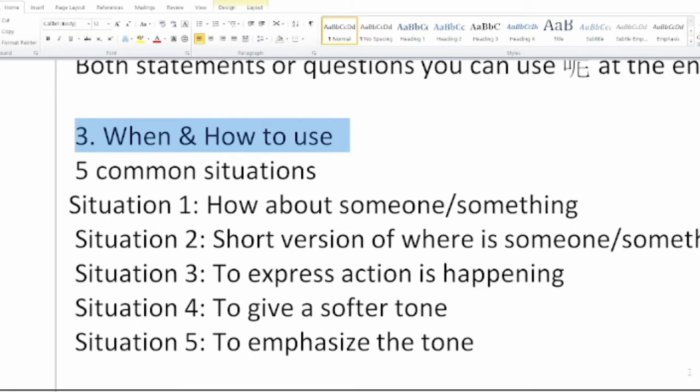5 common situations. Situation 1. How about someone or something? 2. Short version of where is someone or something. 3. To express action is happening. 4. To give a softer tone. 5. To emphasize the point.